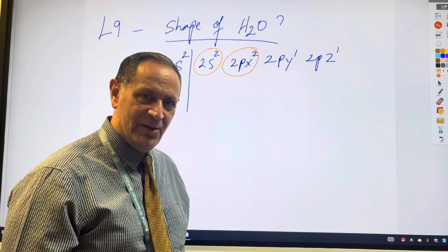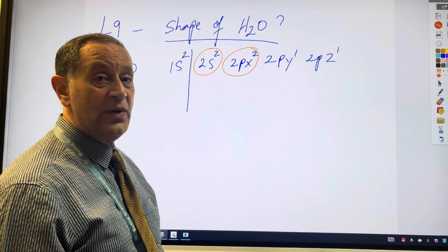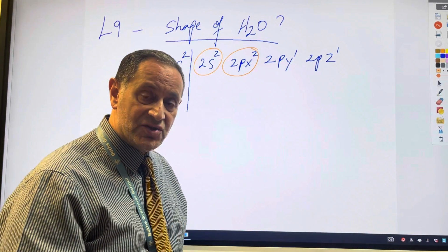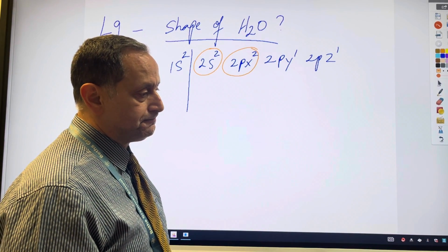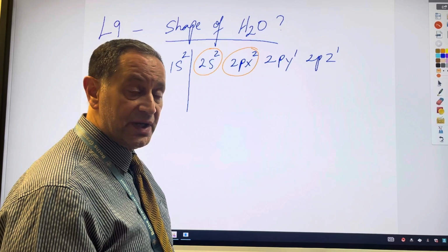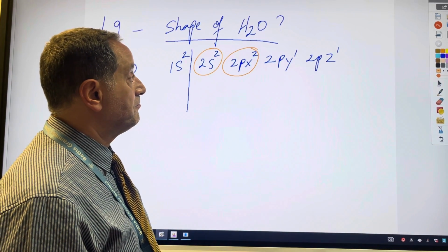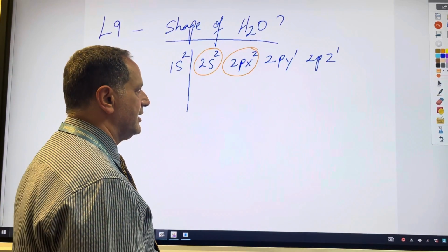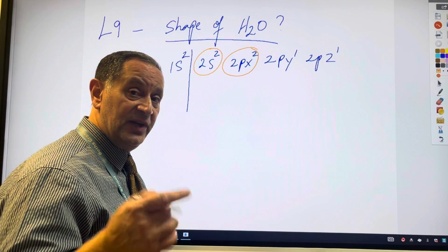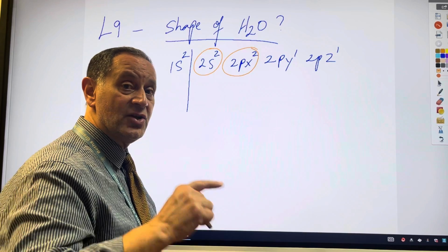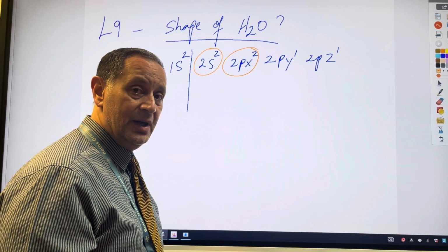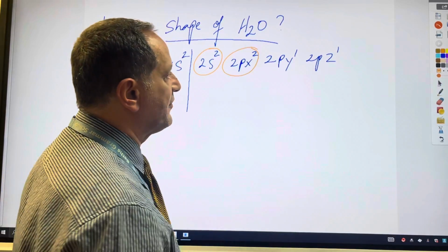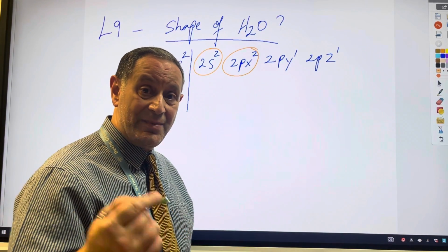Okay, hello again. Here we go with lesson 9, which is again about shapes, but this time around we'll talk about water, which has a different shape to ammonia that we discussed earlier. Again, as before, let's see what I'm doing right now that I did not do for nitrogen in ammonia. It would be very similar.